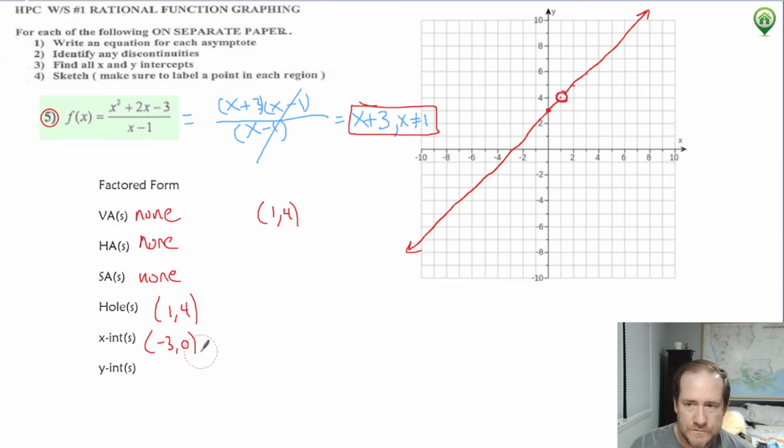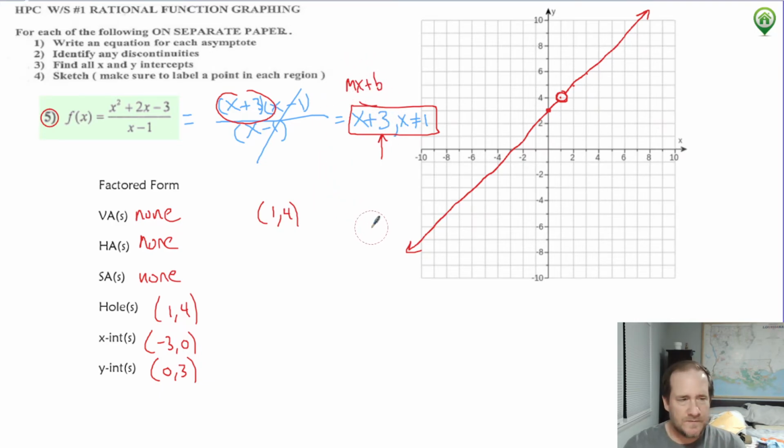If you didn't know that, then go to your quote-unquote rational expression over here. And the x-intercepts come from the zeros of the numerator. And the only zero of the numerator is then minus 3. So there you go. Your y-intercept is, of course, positive 3. Your y-intercept comes from mx plus b. It's the b value of our line. But there's everything. That's done. Moving on.